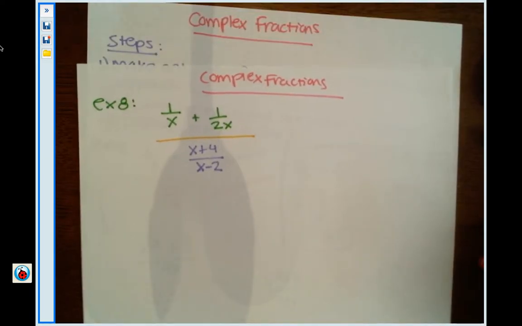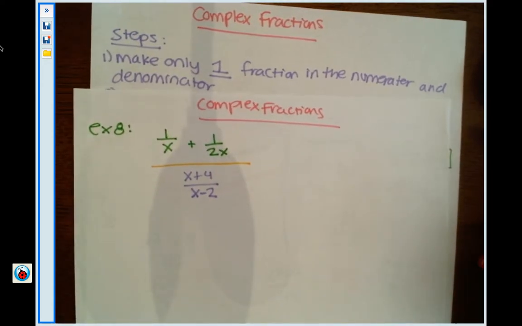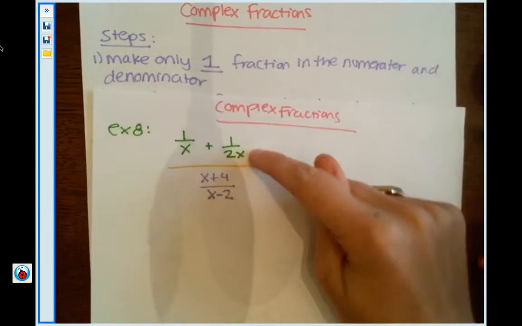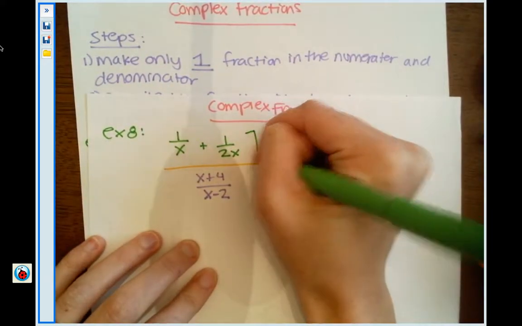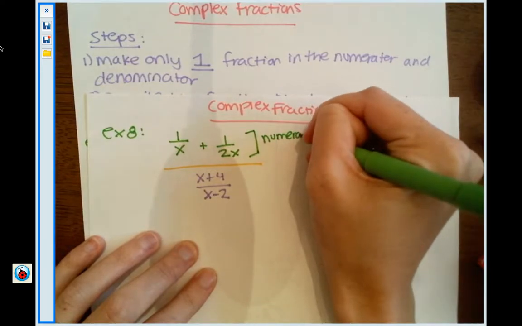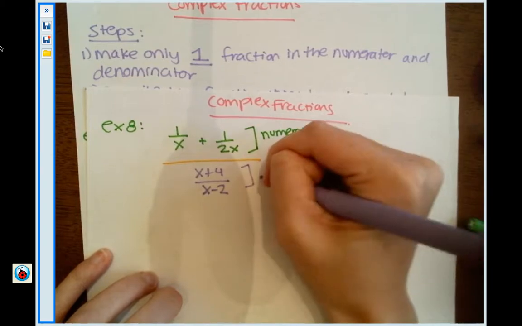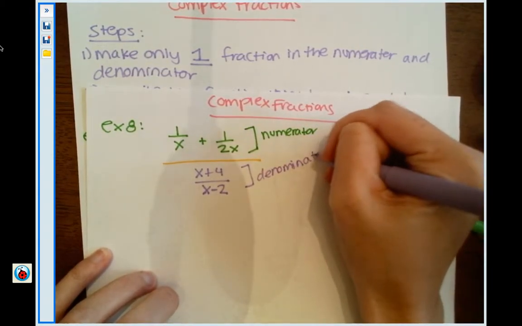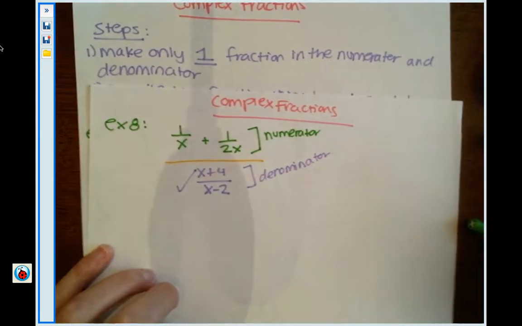Alright guys, so when we do complex fractions, we have the same steps as before. So I'll be referencing the steps that we used in the previous problem. So the first step, we must only have one fraction in the numerator and one fraction in the denominator. Remember, this is my numerator, and this is my denominator. What's the denominator? I already have one fraction, so that one's good to go.